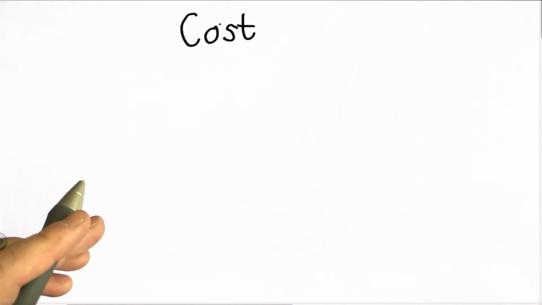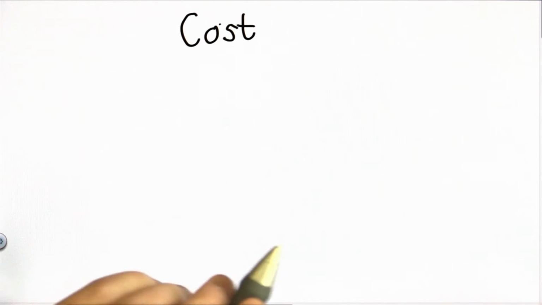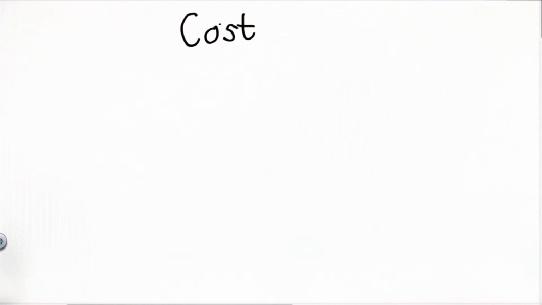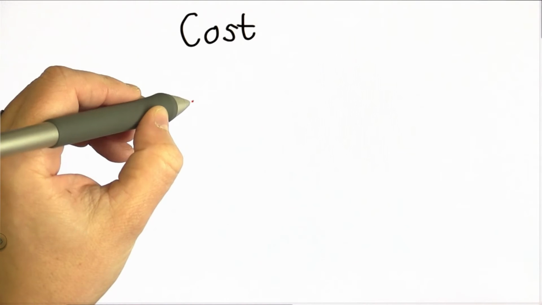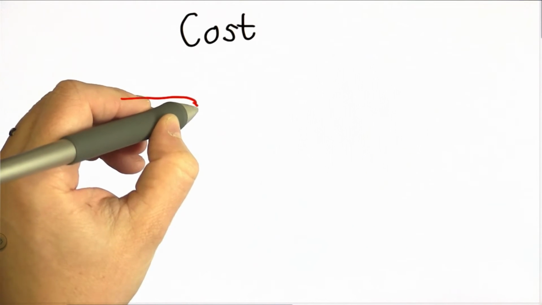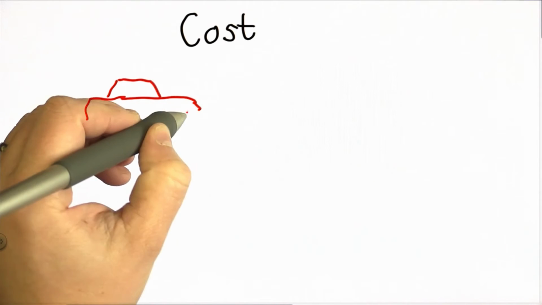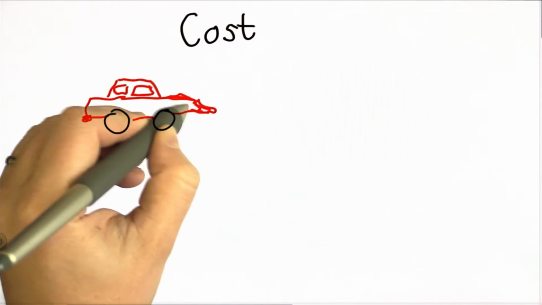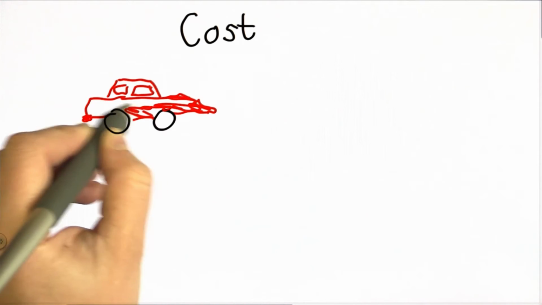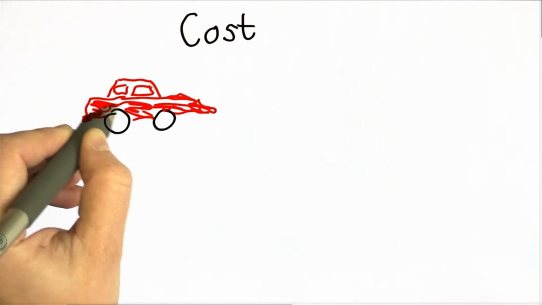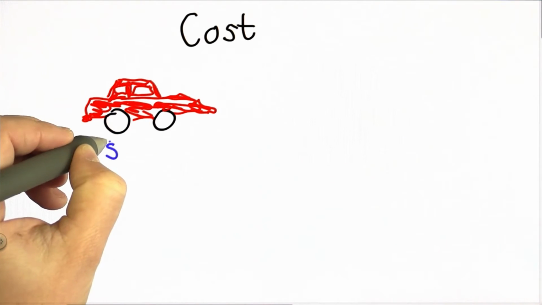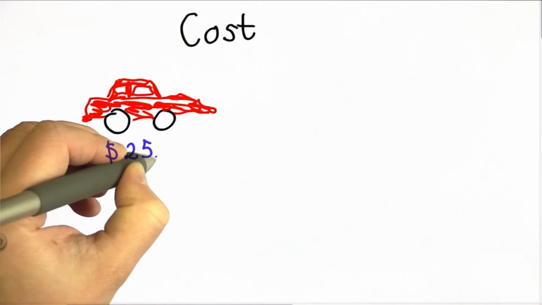So how should we think about cost? And the way computer scientists think about cost is quite different from how most people think about cost. So if you're normally thinking about cost, well, you've got a specific object. Let's say you've got a cool car. This is supposed to be a cool car. It doesn't quite look like a cool car. And it's got a cost associated with it. Let's say that's a $25,000 car.